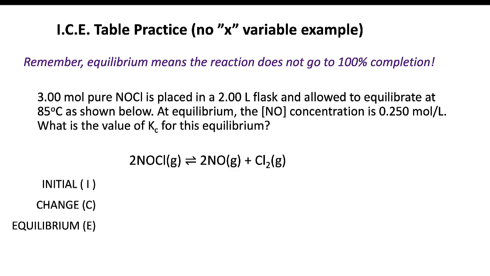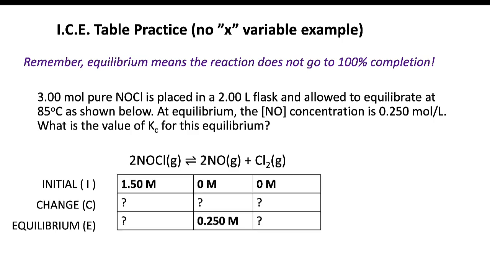So the first thing I'm going to do here is put in what I know. What do I know based on this problem for my ICE table? And that is the following. We say that 3 moles of pure NaCl is placed in this flask and allowed to come to equilibrium, which implies that there's none of the products there to begin with. So because it's 3 moles in 2 liters, 1.5 molar NaCl, and none of the other 2 products.